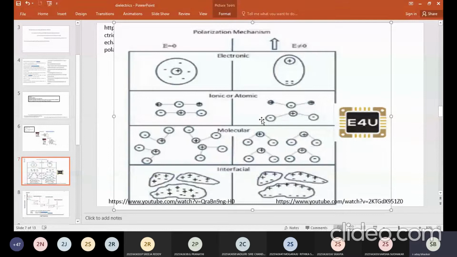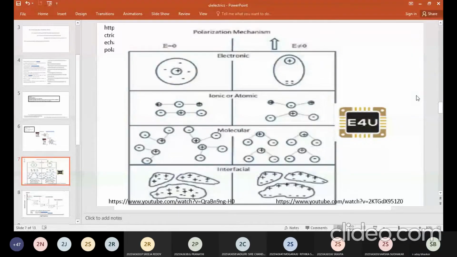Am I clear? Yes or no? Yes, sir. Now, from the right side figure, how to determine the position of the positive charge centers and how to determine the position of the negative charge centers?